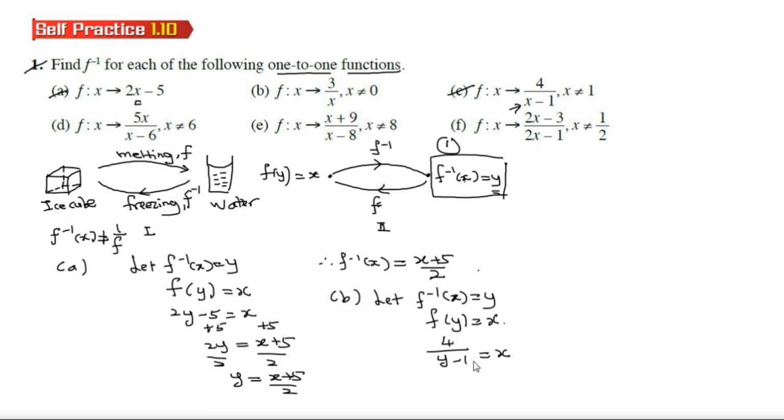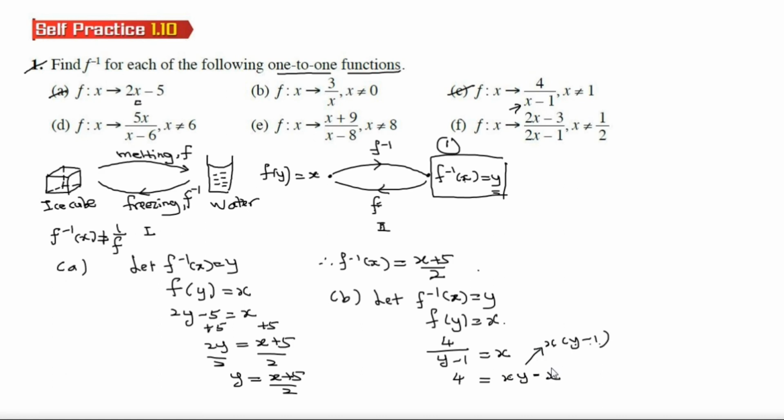Then we are going to make y the subject. How? We times both sides by y minus 1. So we have 4 equals xy minus x. How do we get this term? I repeat again, it is x times y minus 1. So x times y is xy, x times negative 1 is negative x.